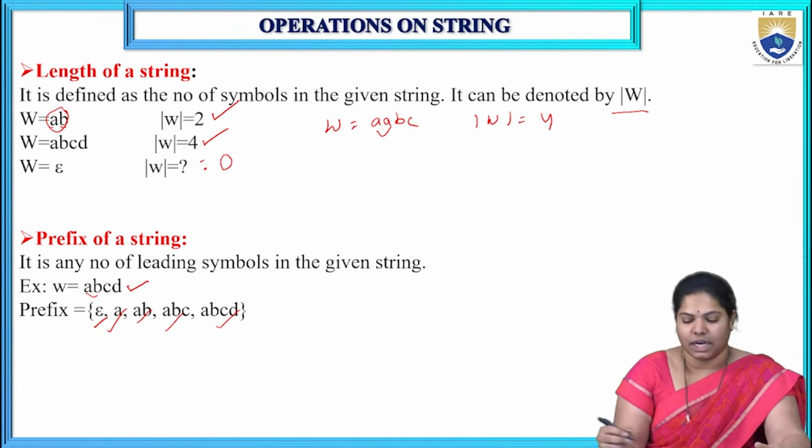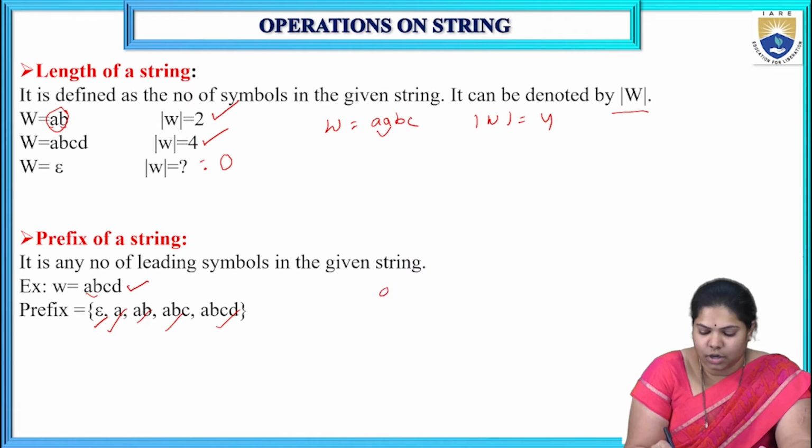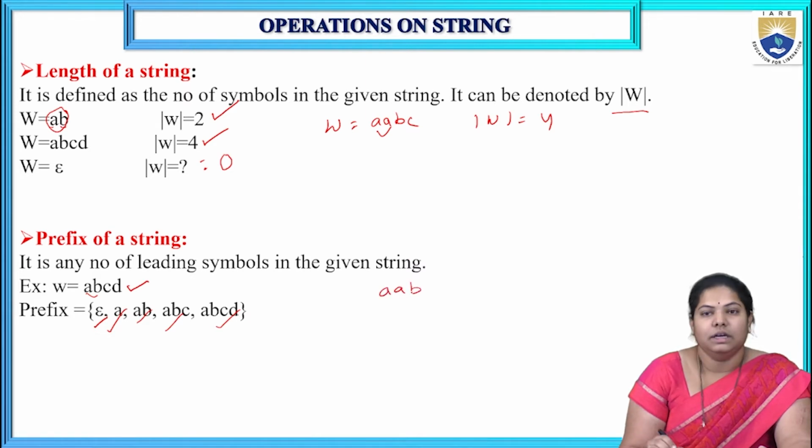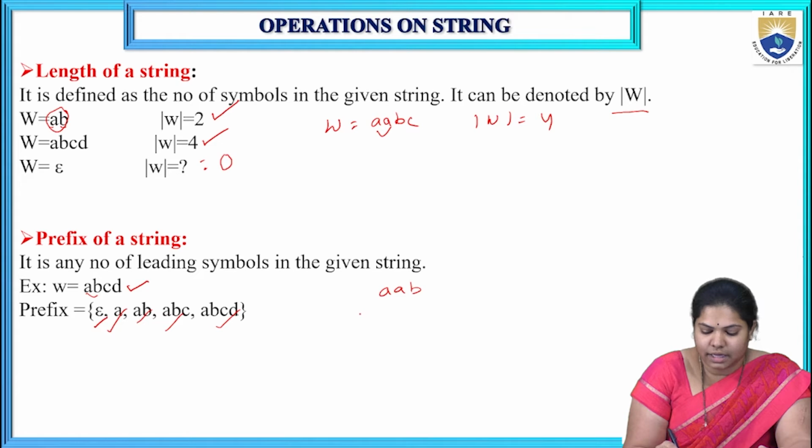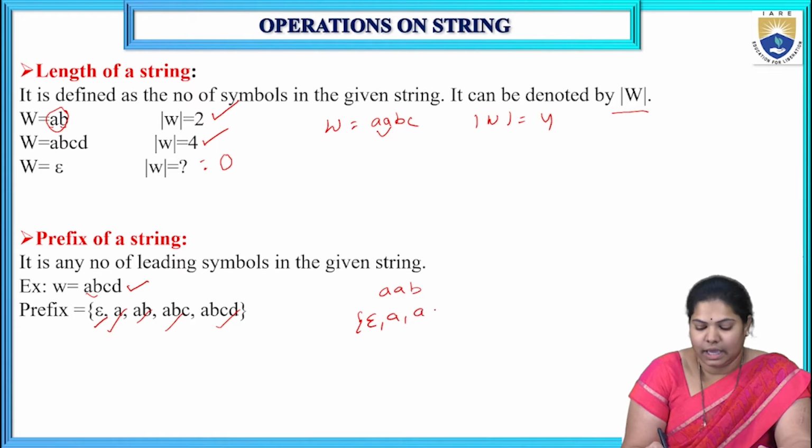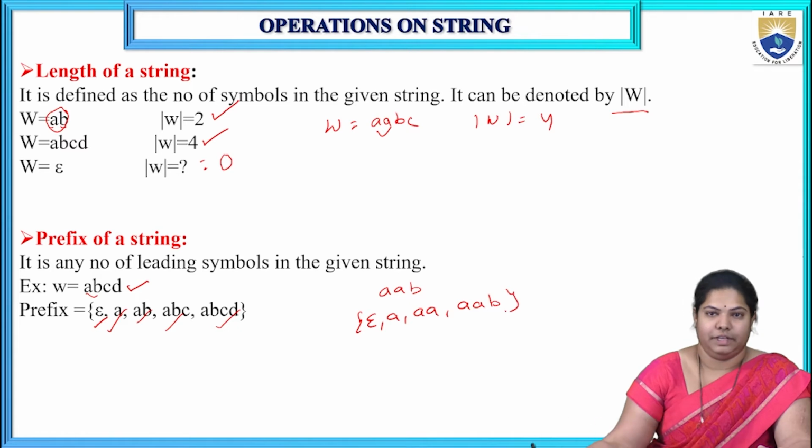So for any string that I take, for example the string AAB, I get the prefixes epsilon, A, AA and AAB.